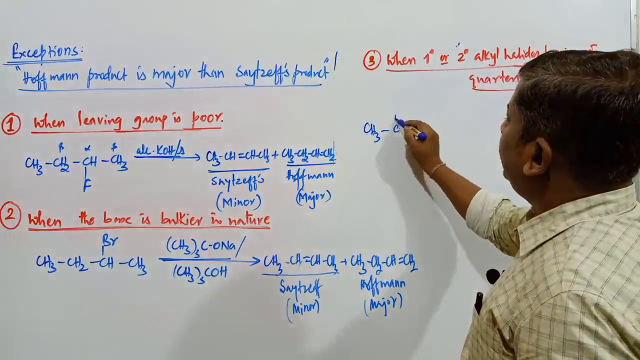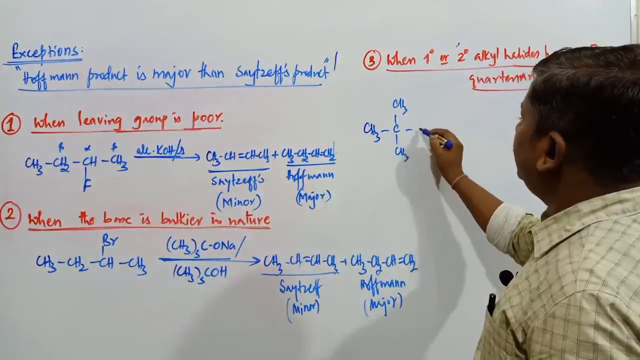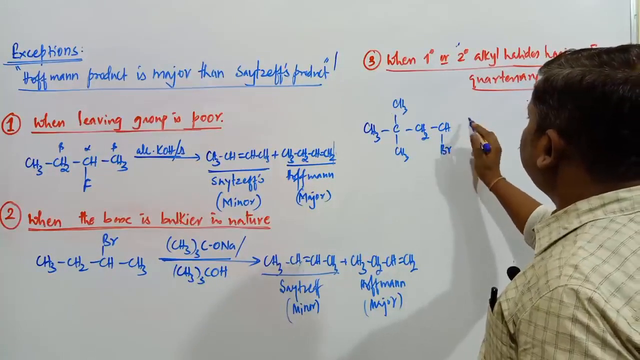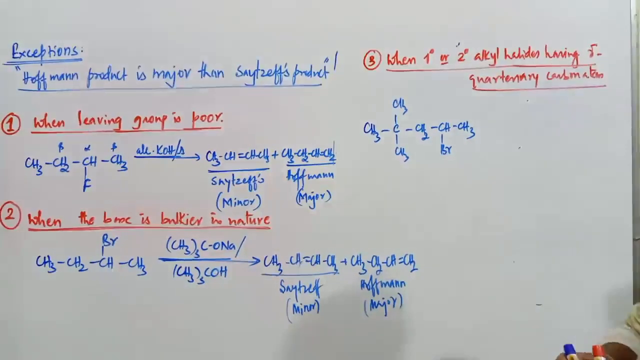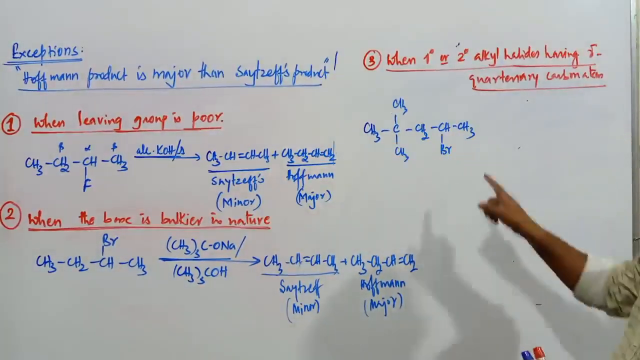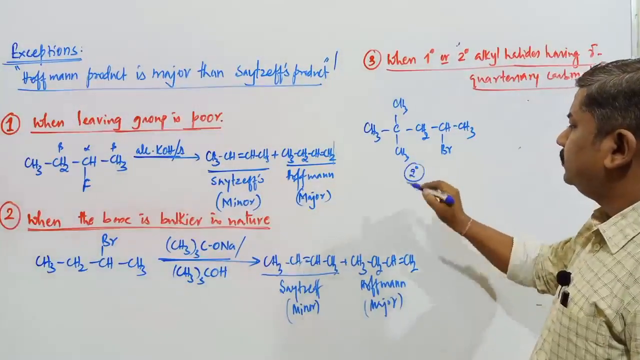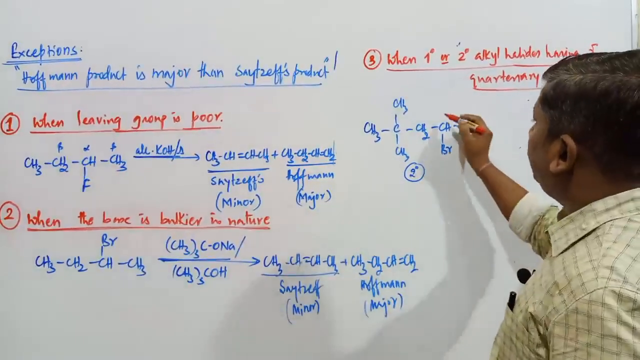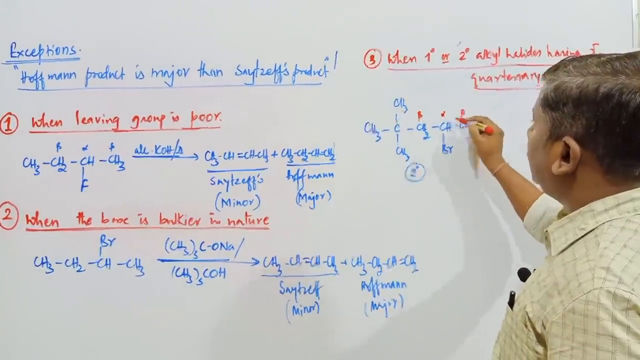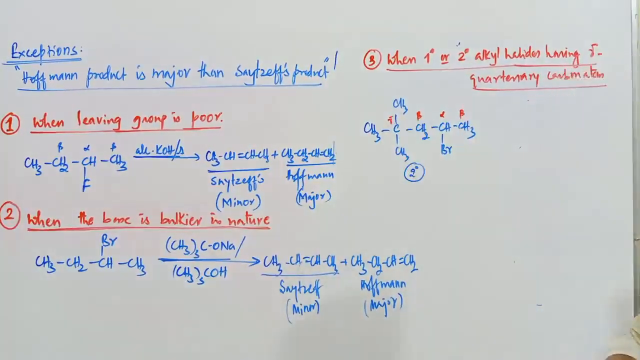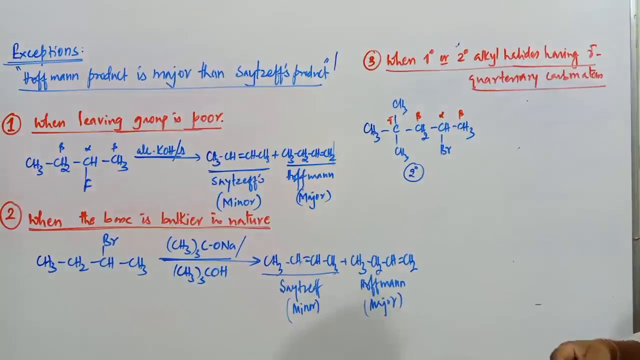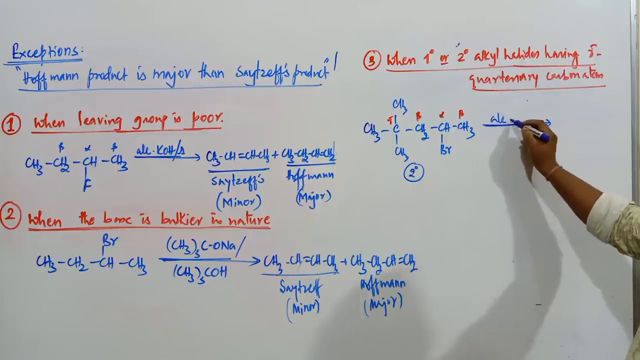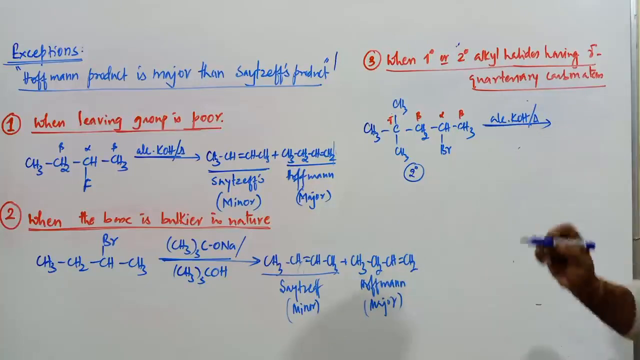This is CH3, next one CH3, this is CH3, it is CH2, next one CH, this is Br, and this is CH3. What is the type of alkyl halide it is? It is a 2-degree alkyl halide, secondary alkyl halide, having gamma quaternary carbon. So this is the alpha carbon, this is the beta carbon, this is also beta, but this carbon is gamma. Wherever such bulkier groups are present around the gamma carbon, in this case also, what happens? The Hofmann product will be the major product.